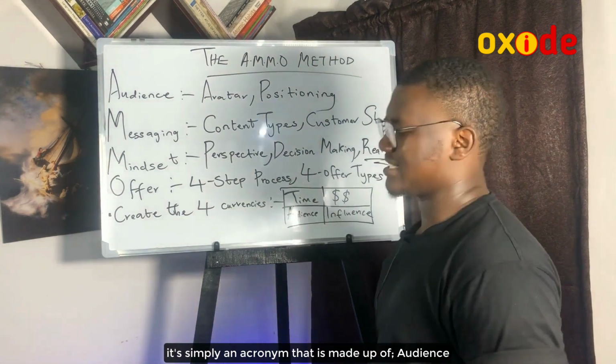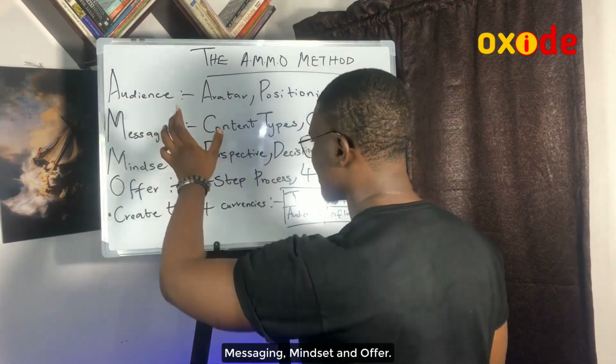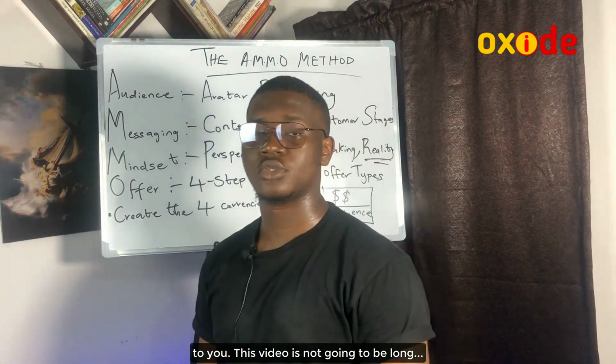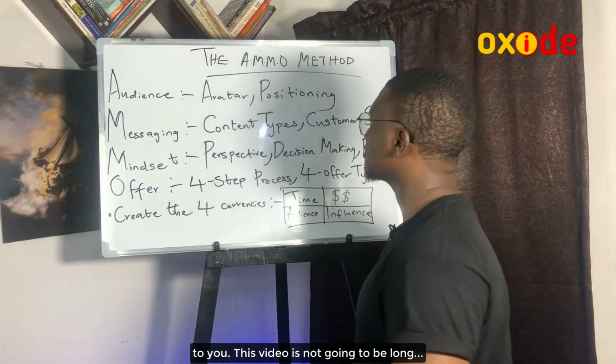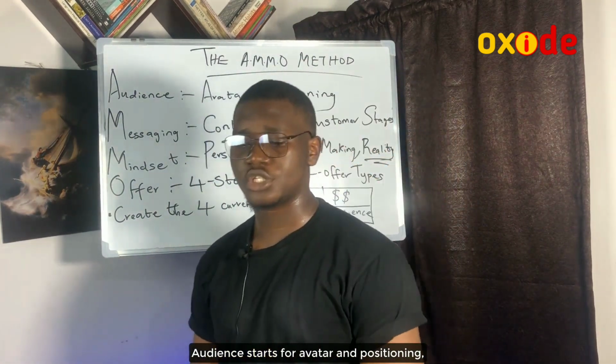Now the AMO method is simply an acronym made up of audience, messaging, mindset, and offer. I'm going to be explaining these 4 parts to you. This video is not going to be long. Now audience stands for avatar and positioning.